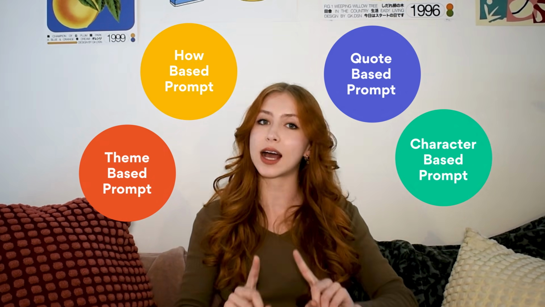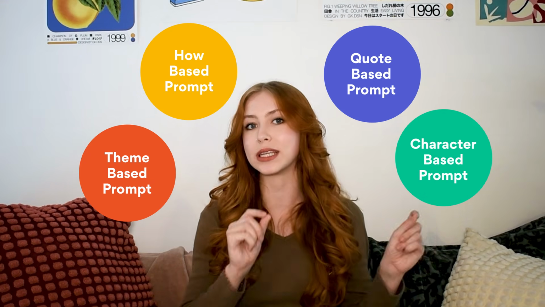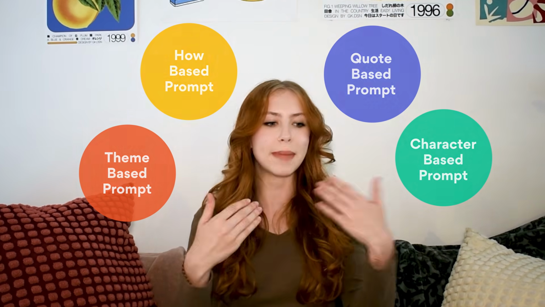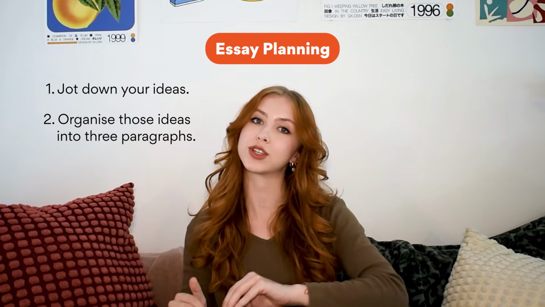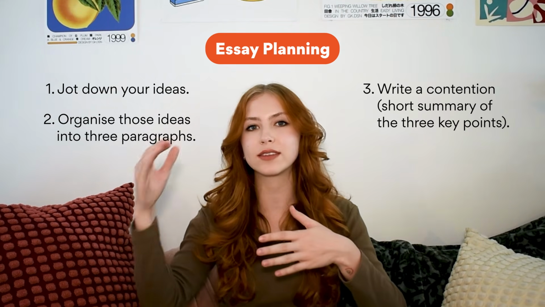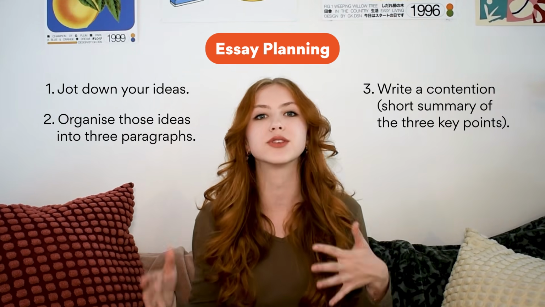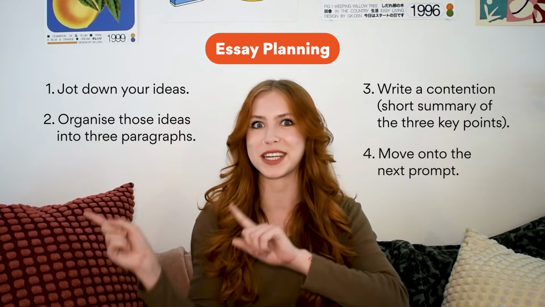Figure out what the question is asking you because each kind of prompt will lend itself to a different essay structure. Maybe you'll be walking your marker through 3 of the key themes explored in the text, or maybe you'll have a 3-part argument in response to a discuss prompt. Go through the prompt, think about all of the content you laid out in your CTEC tables, jot down your ideas, organize those ideas into a 3-body paragraph structure, and as for your contention, summarize those 3 key points into 1 to 2 sentences. Then move on to the next prompt.